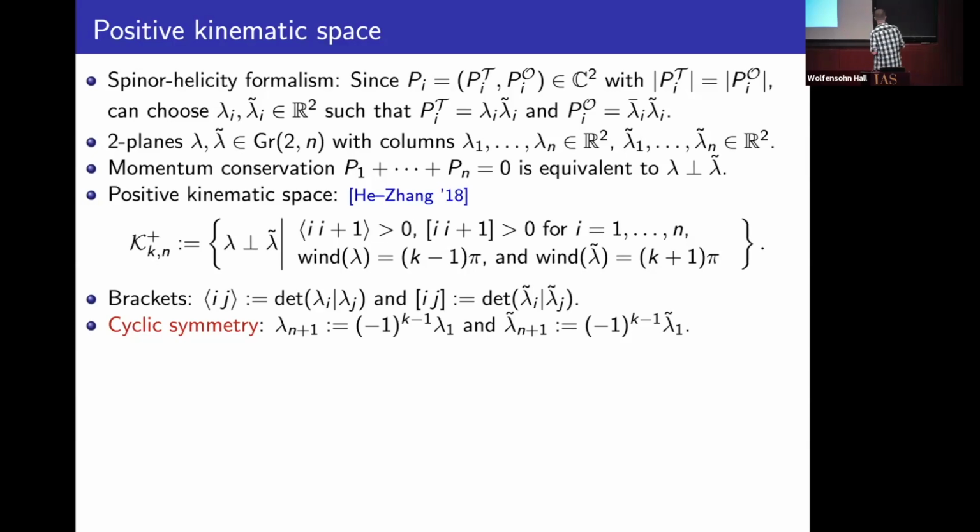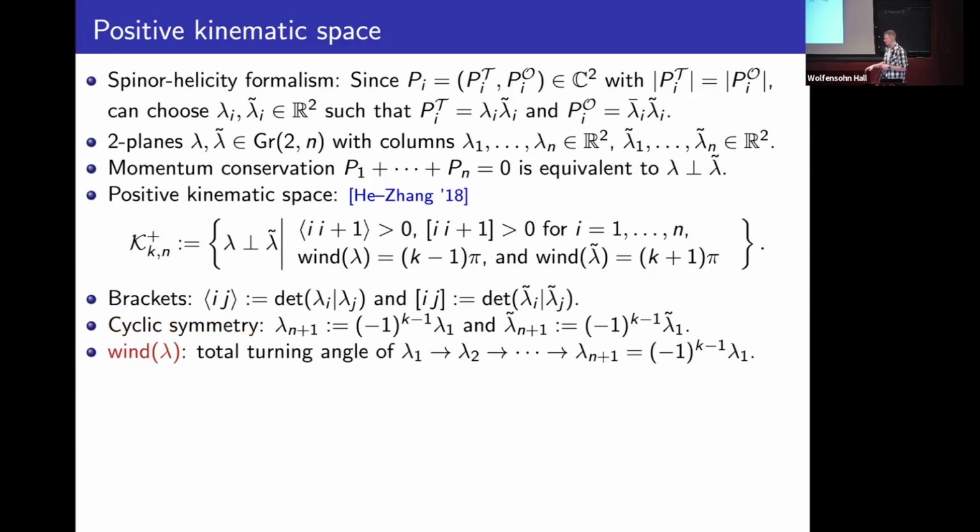So you fix two integers in advance, k between 2 and n minus 2, and it's the number of particles of negative helicity. This is called the twisted cyclic symmetry. And finally, the winding number: each lambda i is a vector in the plane, and you just measure how much they turn in the counterclockwise direction around the origin.